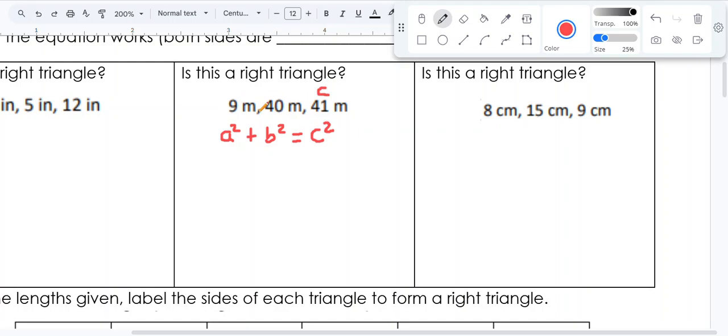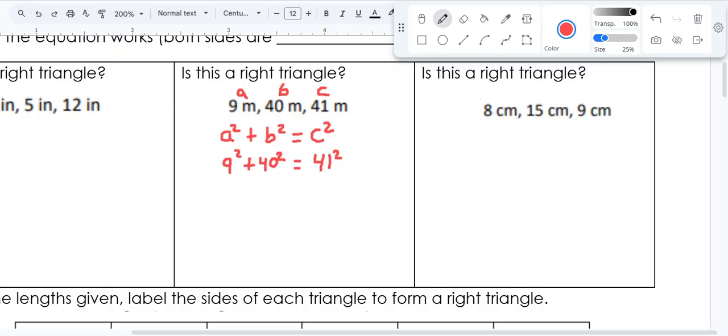A and B doesn't matter which one's which. I usually just go in order. Whatever one they give me first is A, then B, right? So then we just plug it into our formula, but C has to be the biggest side. Has to be, okay? So let's write that down. A we said was 9, so 9 squared. B we said was 40, so that'd be 40 squared. And C we said was 41, so it'd be 41 squared.